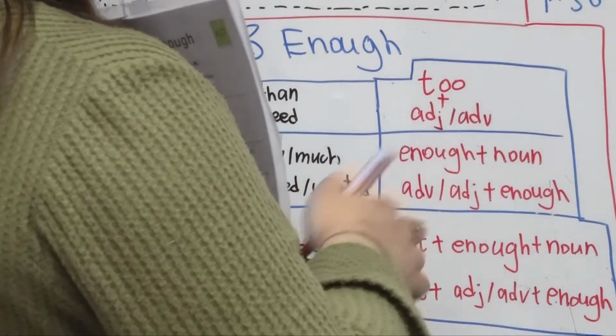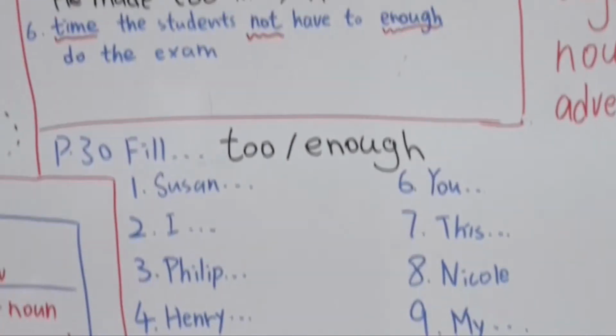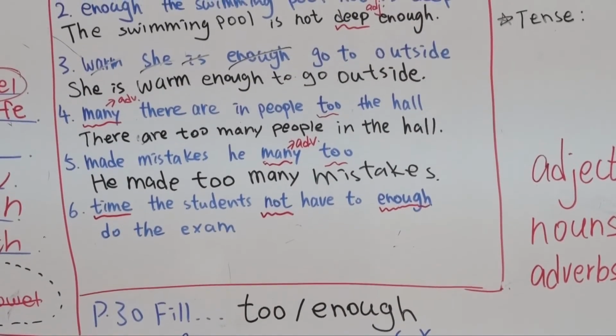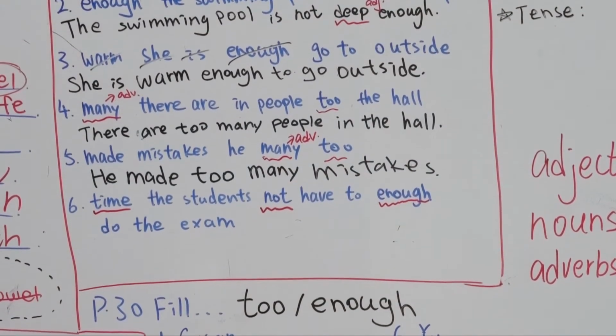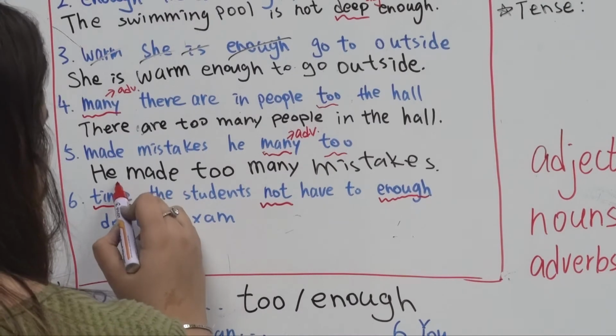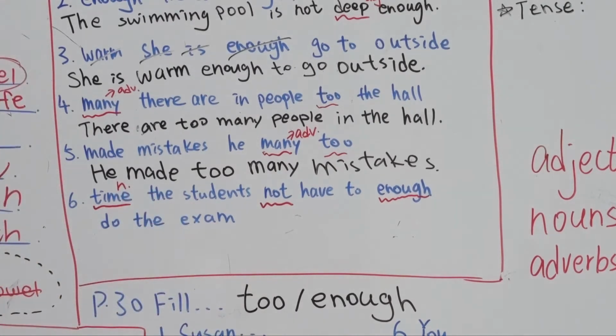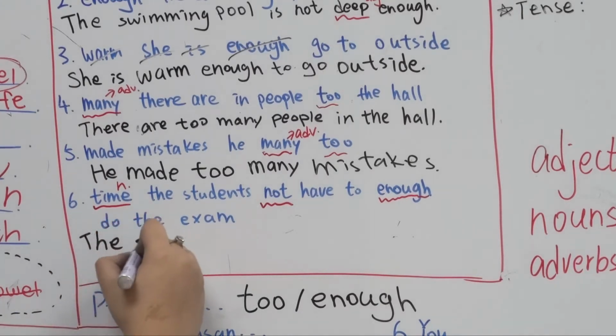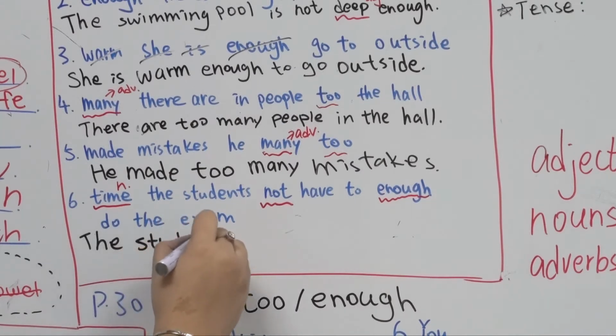What is it? Time. Is it adjective, adverb, or noun? Noun. Animal, people, place, or thing, right? So here is a noun. So how do we make it a sentence? I think this will be easier for you now. The subject here is the students, right? The students, the subject.